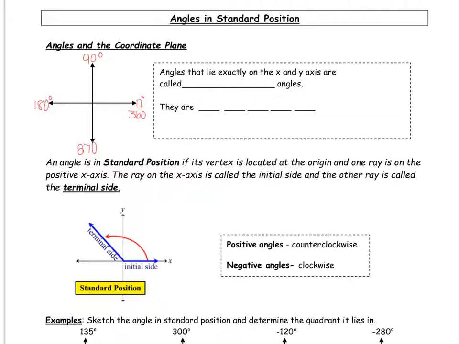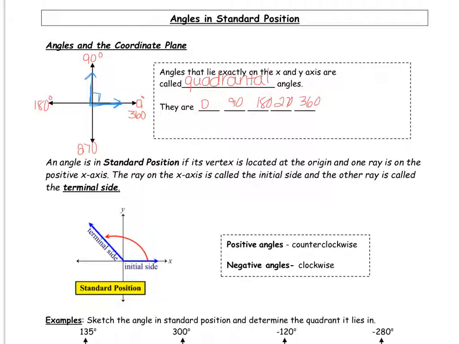So these are what we call quadrantal angles. They lie right on an axis. For example, if I wanted to draw the angle of 90 degrees, it looks like this. This is my 90-degree angle right in here, and it's an angle that lies on the X and Y axis. So again, angles that lie exactly on the X and Y axis are called quadrantal angles. They are 0, 90, 180, 270, and 360.